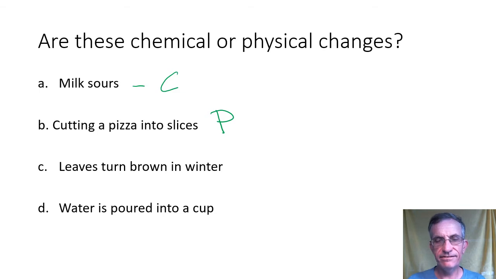All right, leaves turn brown in the winter. Can you make a dead leaf turn back into a brand new leaf? Nope. Chemical. All right. So dead things don't turn into alive things, right? There's no coming back from a dead leaf. It's going to stay a dead leaf. So it looks totally different. It's brown instead of green. You made new compounds when it died. It's a chemical change.